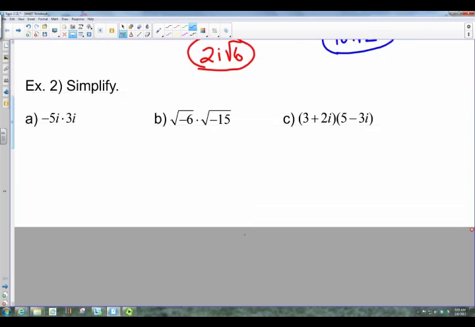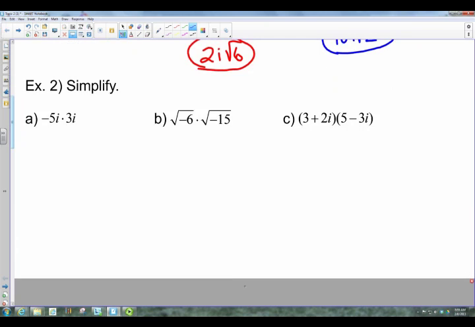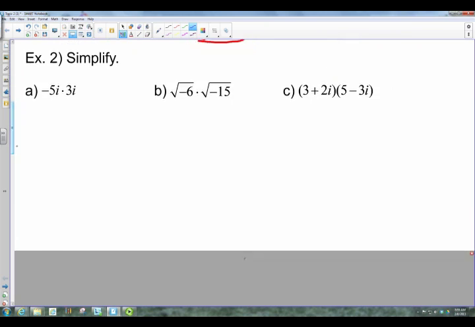Now what we can do with this is treat these just like real numbers. Okay, real numbers can be multiplied, so can imaginaries. So if I take this first example, -5i times 3i. If that was -5x times 3x, you can multiply that together with no issues. It's the same thing here. So I take my negative 5 and my 3, and I get a negative 15. Now i times i is just i squared.